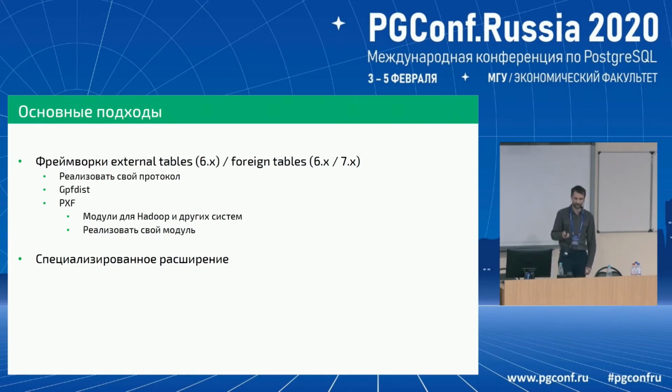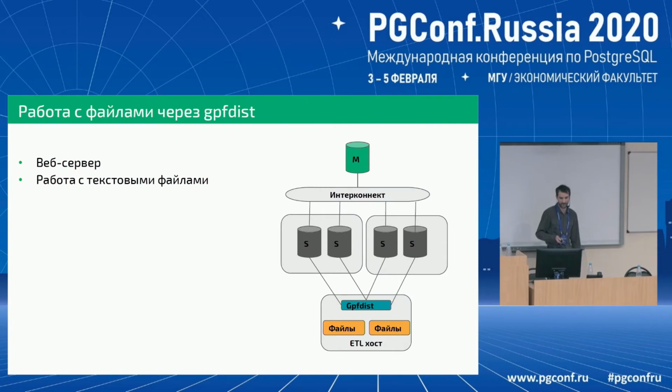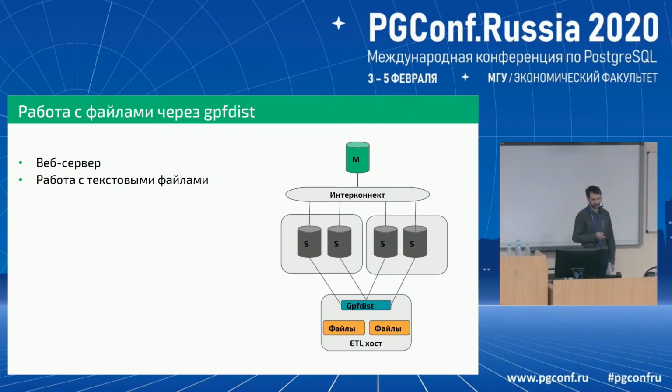So I started to enumerate the main approaches in Greenplum: frameworks, for which you can write your own protocol, or you can use existing ones. The most popular ones are GPFDist and PXF. If you work with Greenplum, you must be aware of them, and I will tell you what it's all about later on. And apart from these frameworks, for external systems, you can write a specialized extension that can do whatever is required to call for external data.